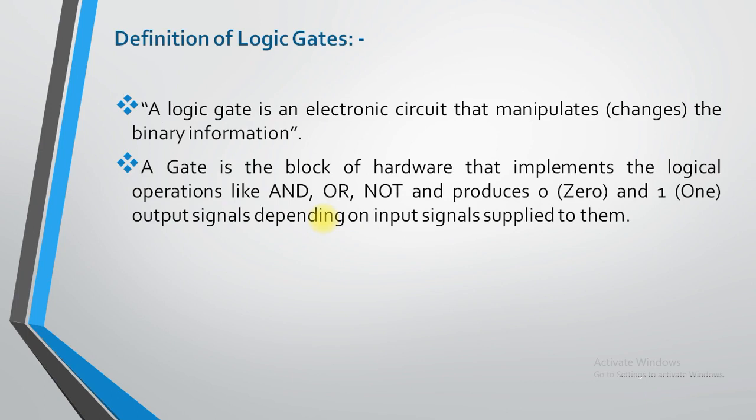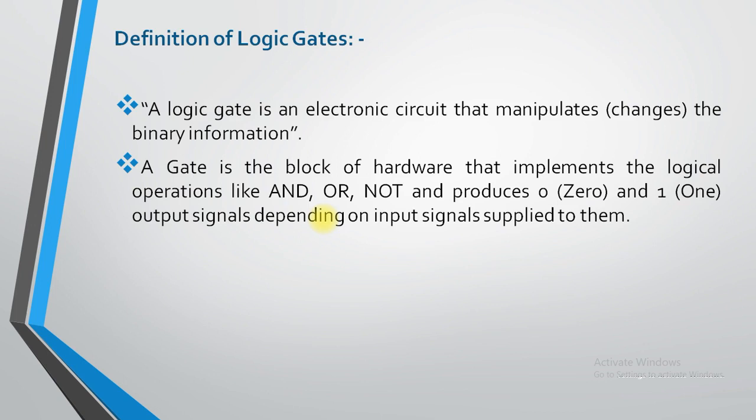Here is the definition of logic gate. A logic gate is an electronic circuit that manipulates, manipulate means changes, the binary information, because it is in the form of digital information. So either you can write digital information or you can write binary information.